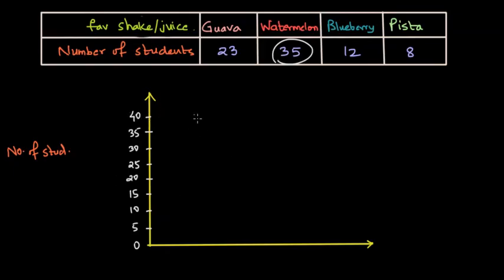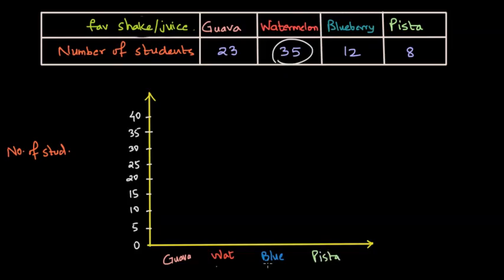And now our space is well utilized and we should be able to draw the tallest and the smallest bar graph nicely. And now let's write the different shakes or juices. This is for guava. Then we will have a space for watermelon. Let me make it a little red. So I'll just write WAT, watermelon. Then we will have blueberry. So I'll just write blue. And then pista with this pista color.